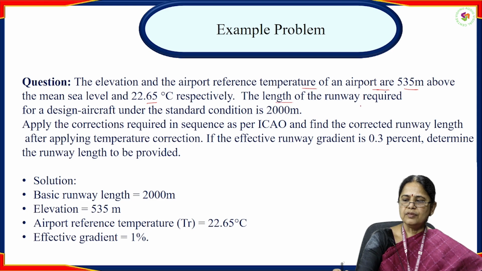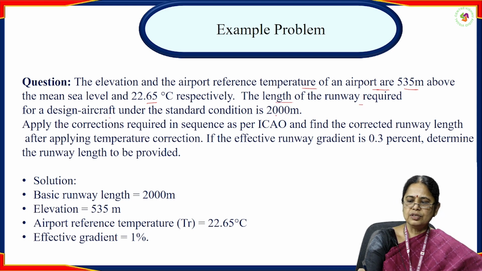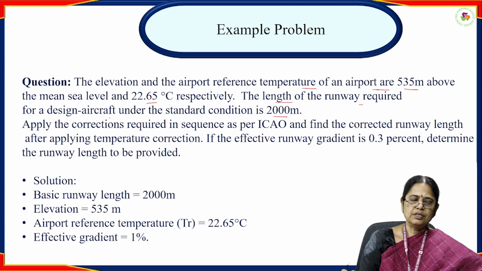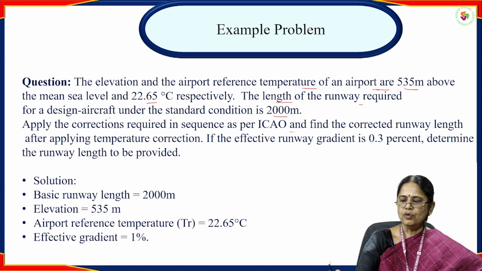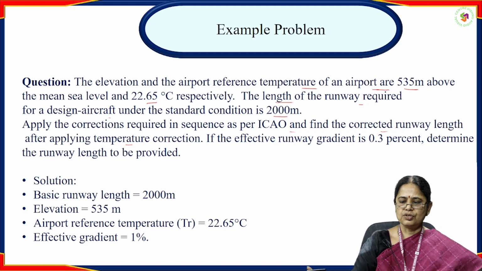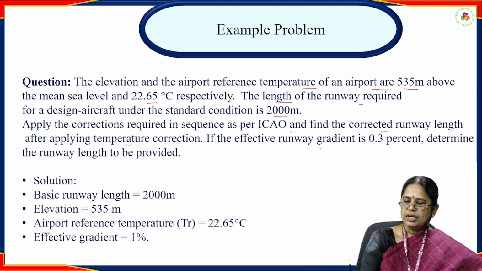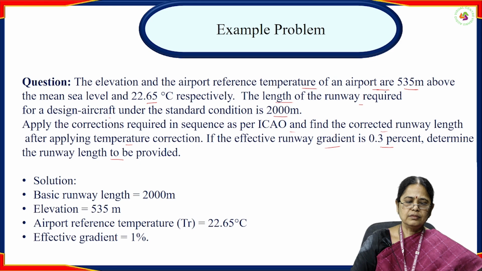The length of the runway required for designed aircraft under the standard condition is 2000 meters. Apply the corrections required in sequence as per ICAO. Find the corrected runway length after applying the temperature correction if the effective runway gradient is 0.3%. Determine the runway length to be provided.